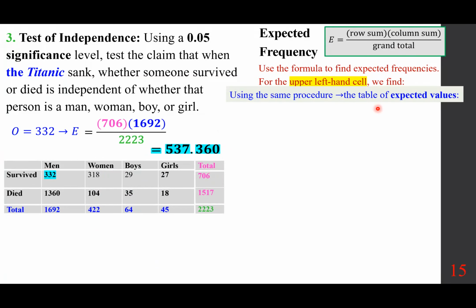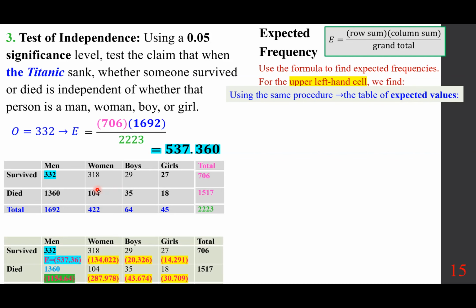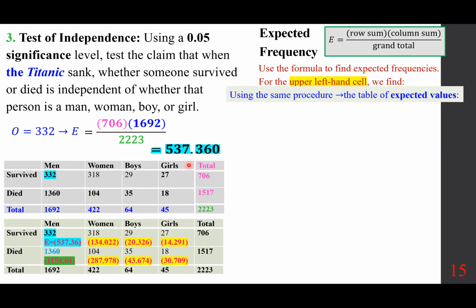Using the same procedure, the table of expected value is calculated as follows. So we did it for one, we can do for each and every one of them. So for this one, the expected value is what we just calculated. The same thing for this one, this one, this one. All of them, we have to do the calculation. Now comes the important thing. What does it mean when we calculate the expected value table?